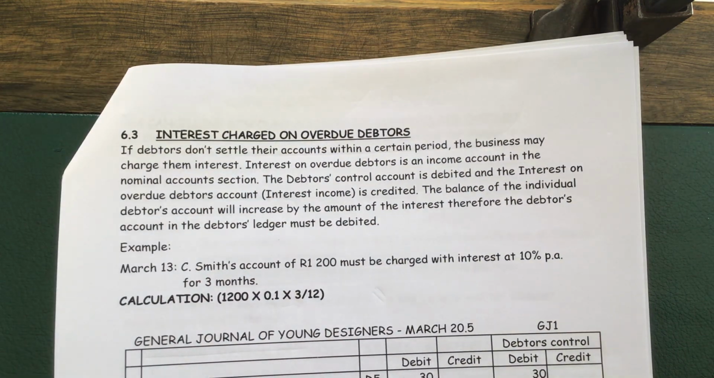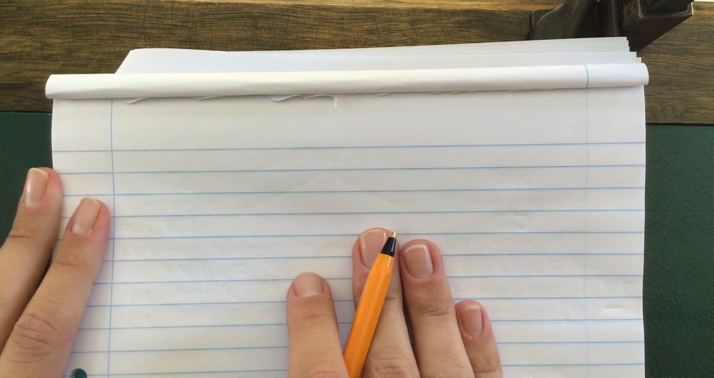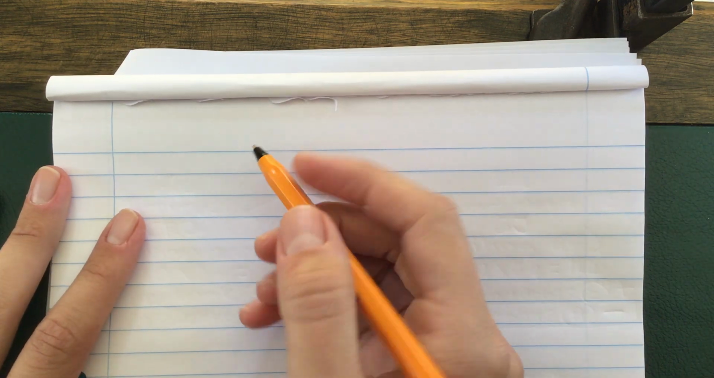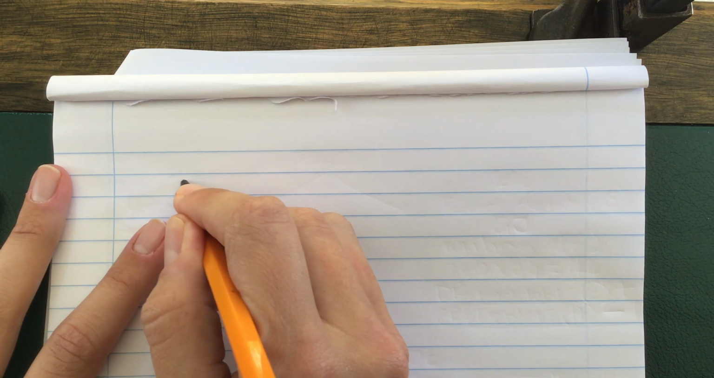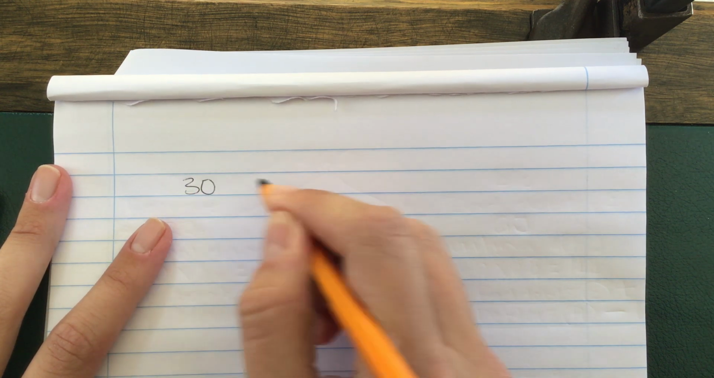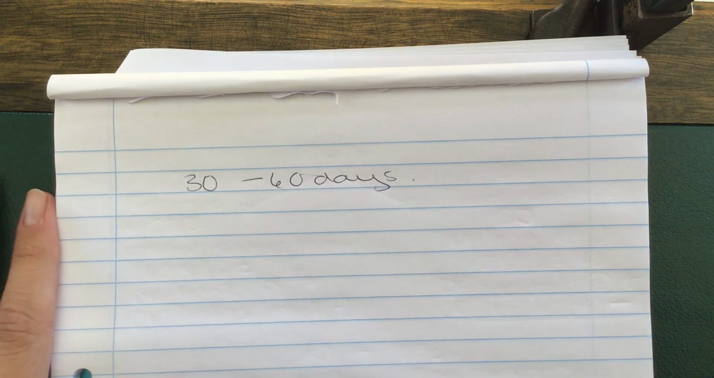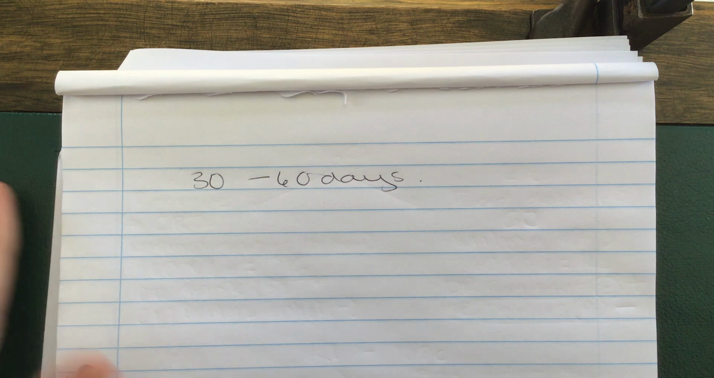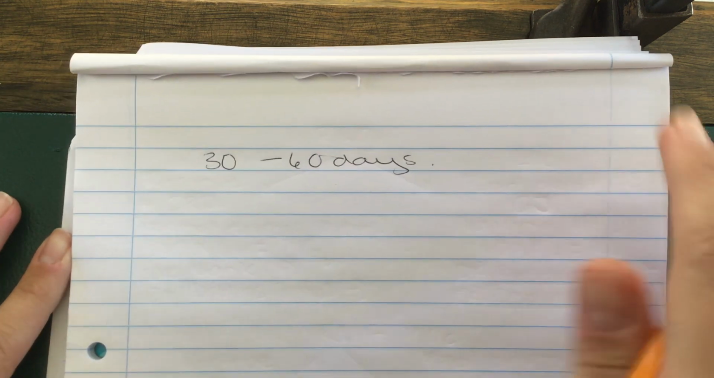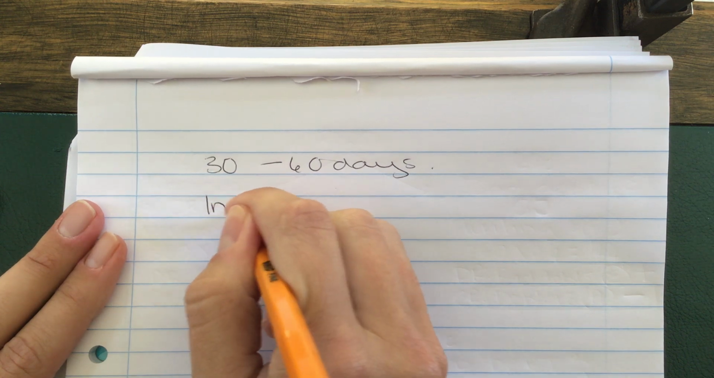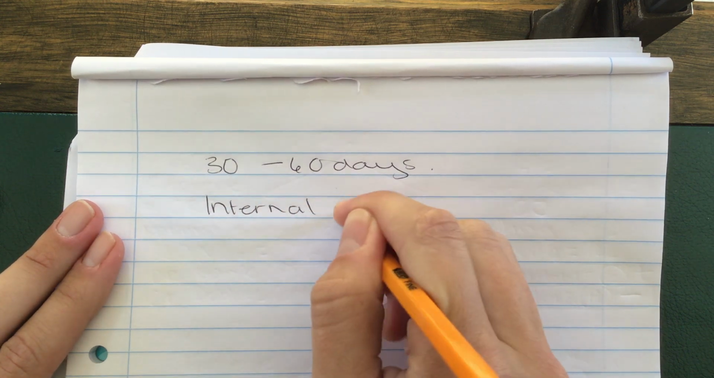Now, we sell on credit, which means that our debtors take the stock now and then they pay us back later. In grade 11, you'll learn that we generally give our debtors between 30 and 60 days to pay us back. Now, often we get debtors who take much longer to pay us back, and we've spoken about internal control on debtors, and we can just do a little bit of revision on that, okay?